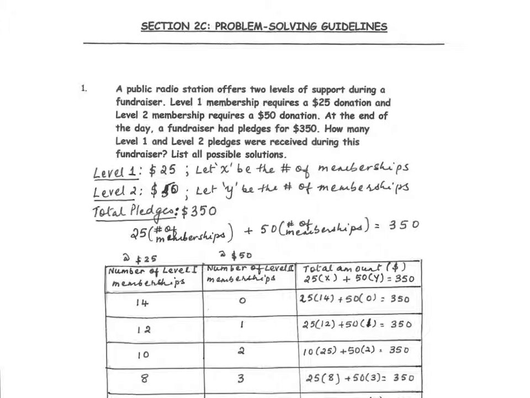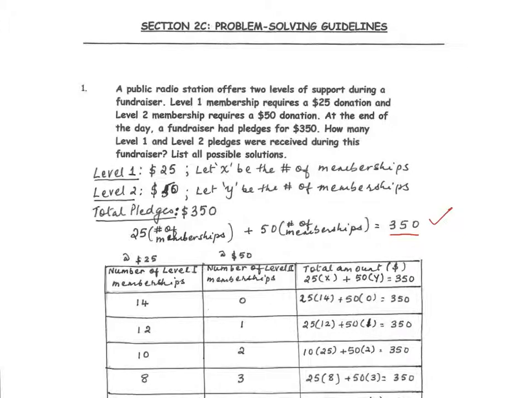Now, we don't know exactly how many level 1 memberships we have, and we do not know how many level 2 memberships we have. However, we know that the total amount in pledges is $350. So this is the equation that you need to pay attention to. If you think about it, the total number of pledges is 350.